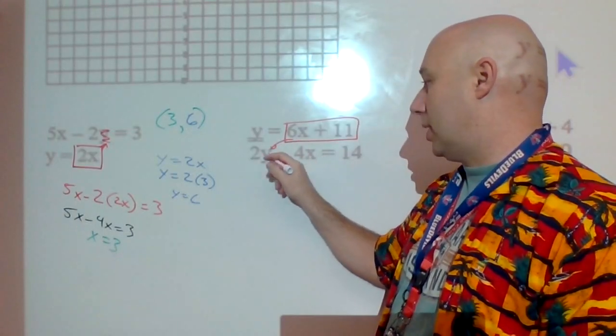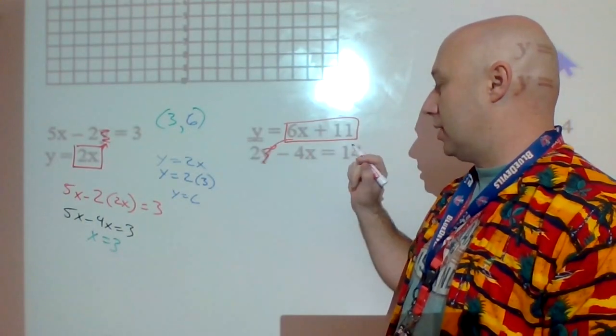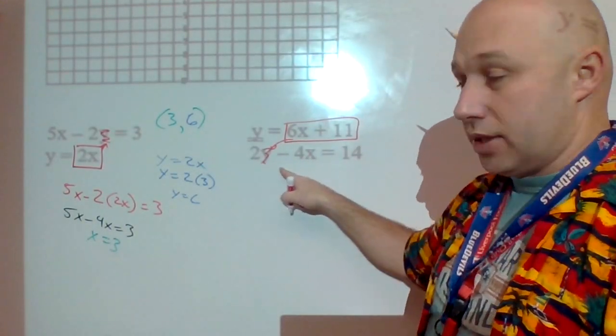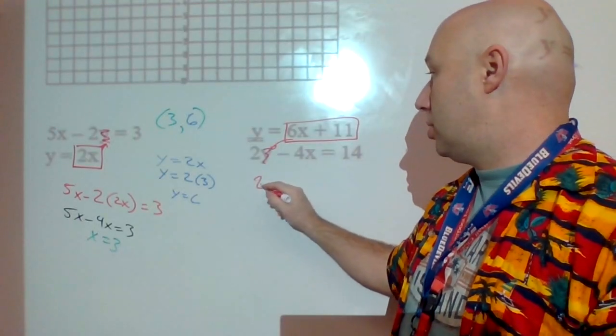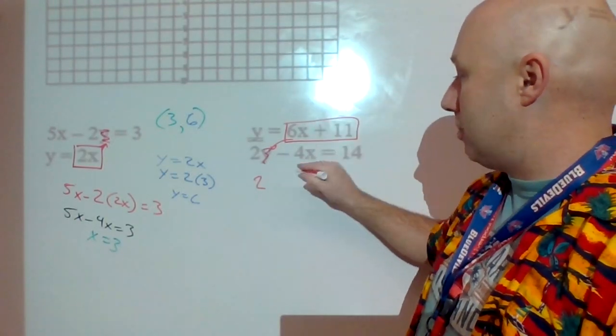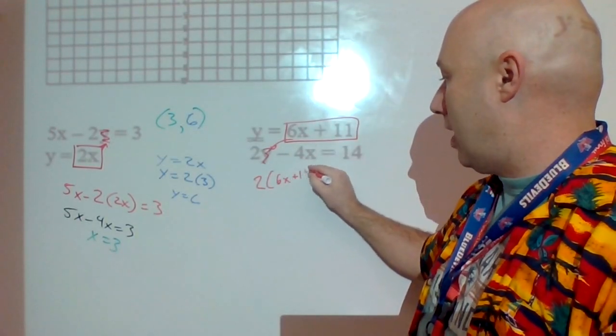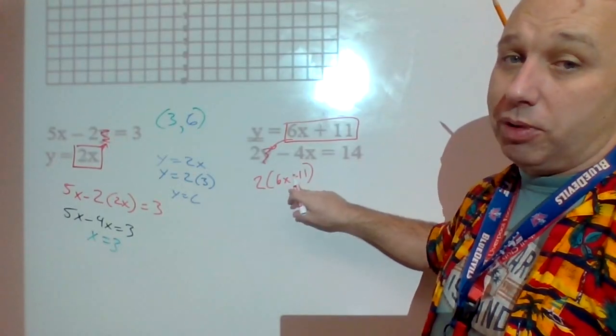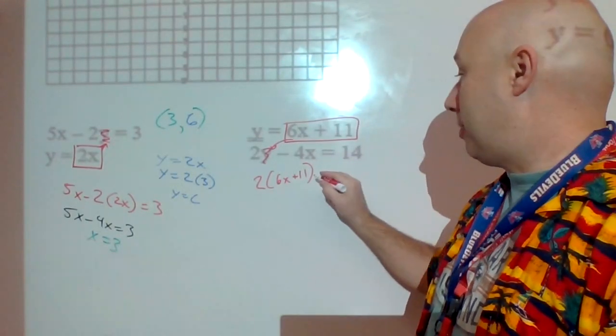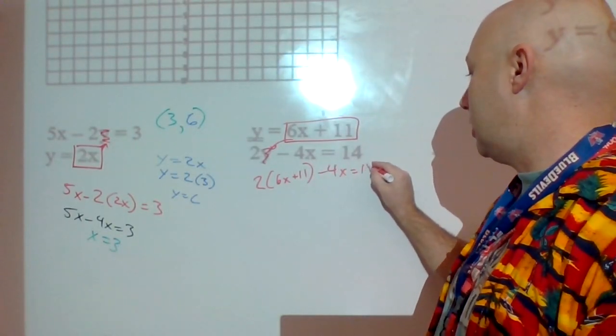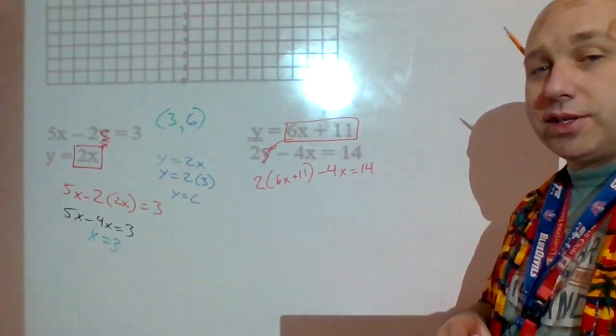So we're plugging this in. The y is coming out of there. We're plugging this in instead. Everything else in this equation stays the same. So 2, but instead of y, we're going to write this mess, 6x plus 11. That is what y is, so we plug it in the y spot. Everything else, copy it down. Minus 4x equals 14. All right, now let's solve some equations like we know how.